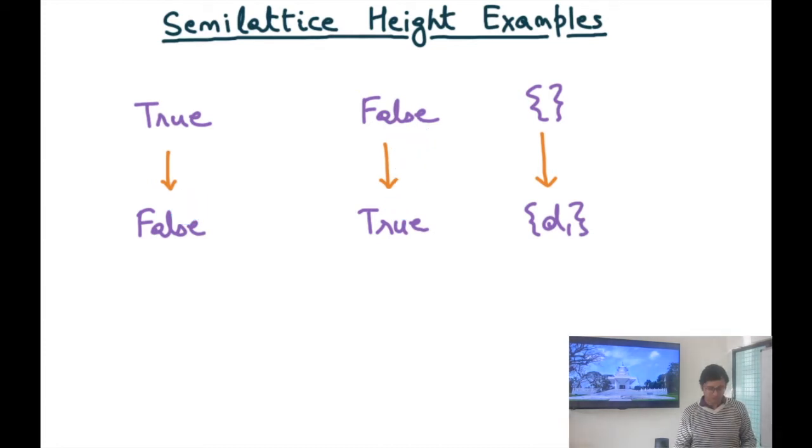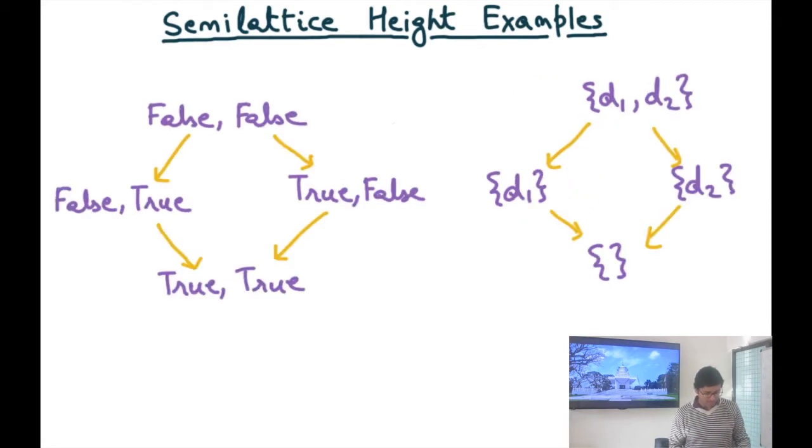Similarly, I could have another semilattice where true is less than or equal to false. The set of elements V is the same, just the meet operator is different, and consequently the partial order is different. Once again, the height of the semilattice is 2. Here's another example of a semilattice: the empty set and the singleton set with D1. Once again, the height of the semilattice is 2.